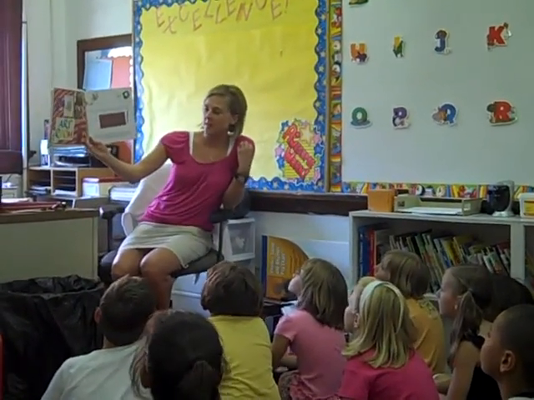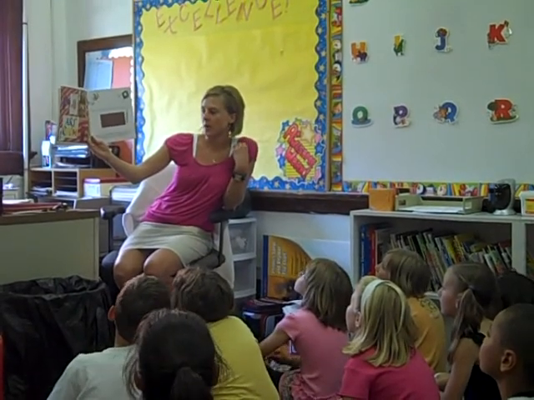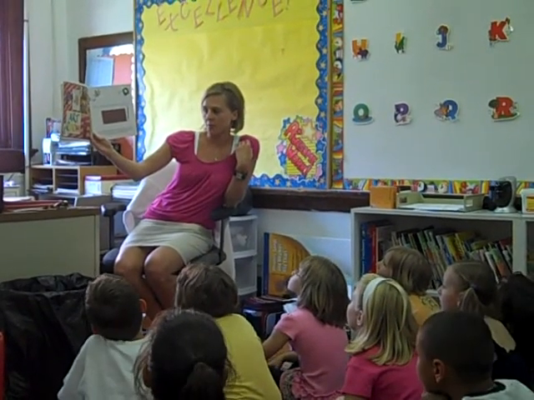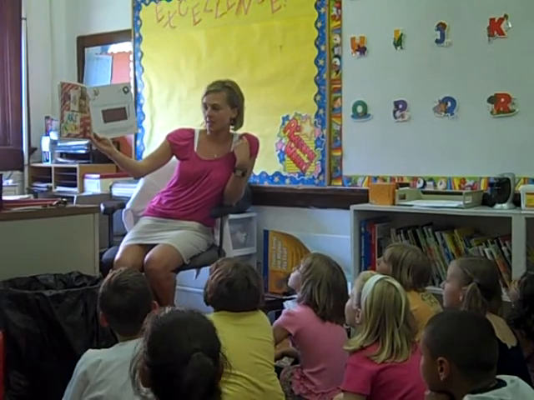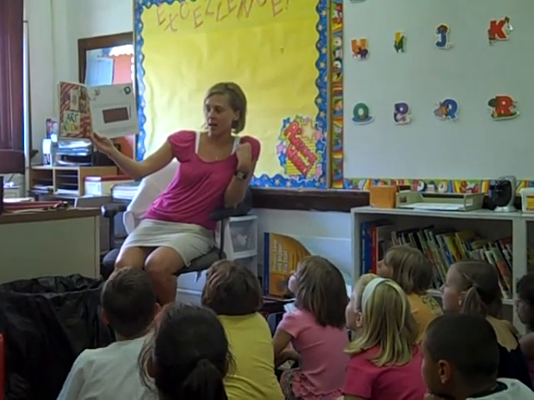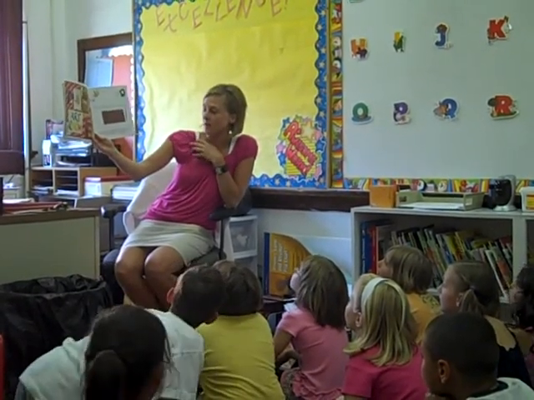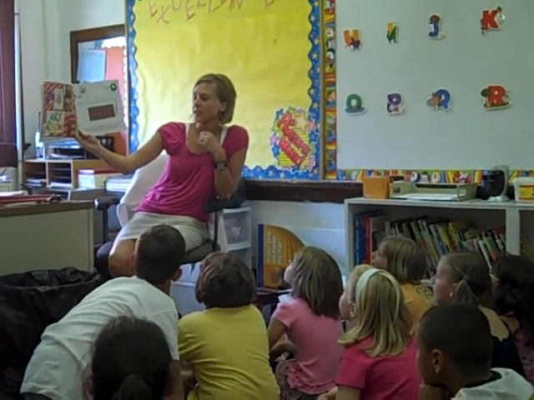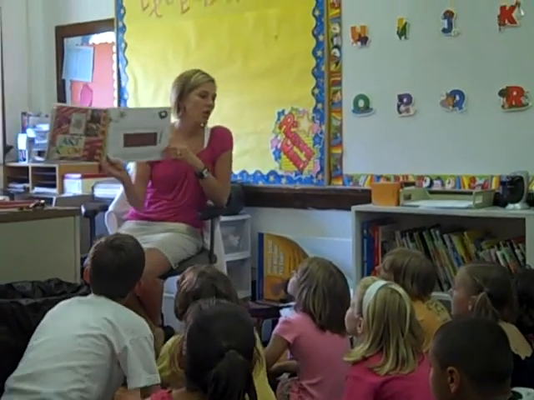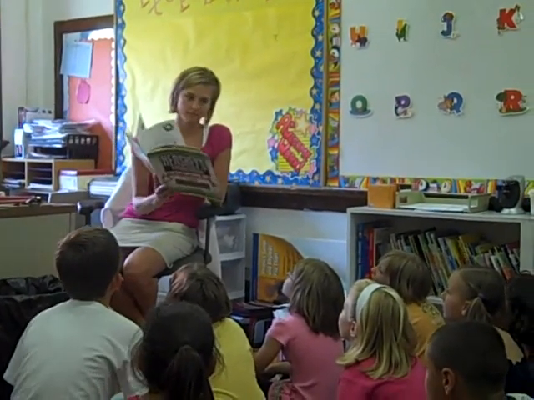Count the sections of the Hershey milk chocolate bar. 1, 2, 3, 4, 5, 6, 7, 8, 9, 10, 11, 12. You did it. But there's an easier way. It's called multiplication.